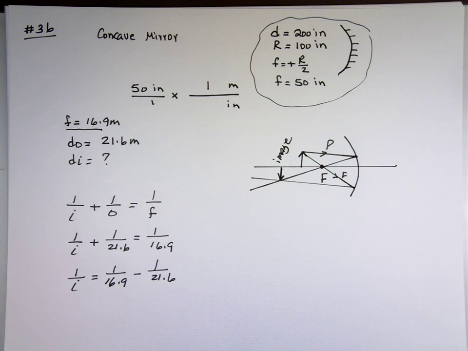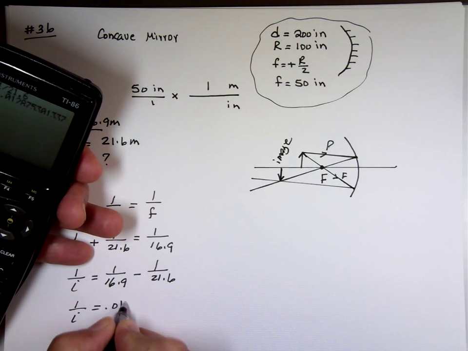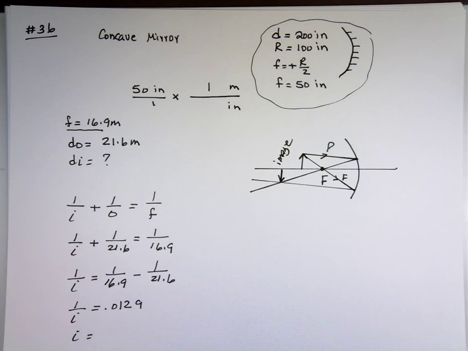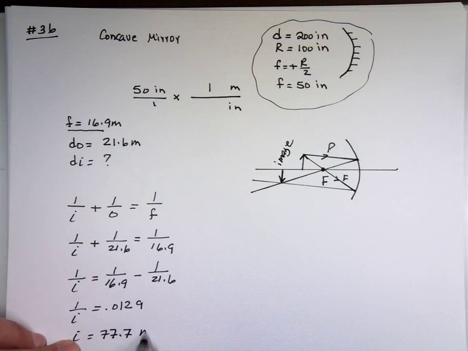One divided by 16.9 minus 1 divided by 21.6. 0.0128, I think. 29. And what is I? 1 divided by that number. 77.7 centimeters. Or meters. All these in meters.